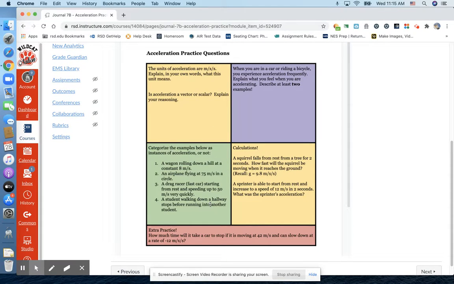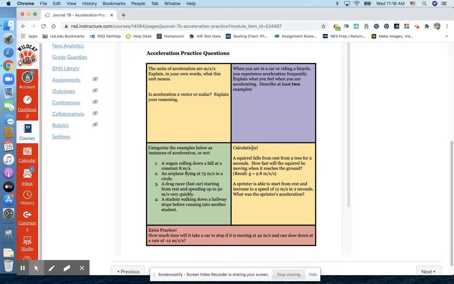In the green box, you're going to sort them into either acceleration or not, keeping in mind that acceleration is any change in velocity. That's speeding up, slowing down, or turning. If you're moving at a constant speed and you're not turning, your velocity would be constant and you would not be accelerating. That would be the non-acceleration example. So you'll categorize those.